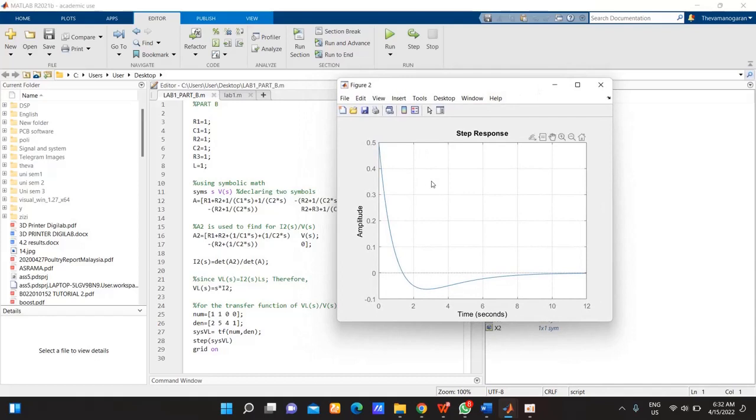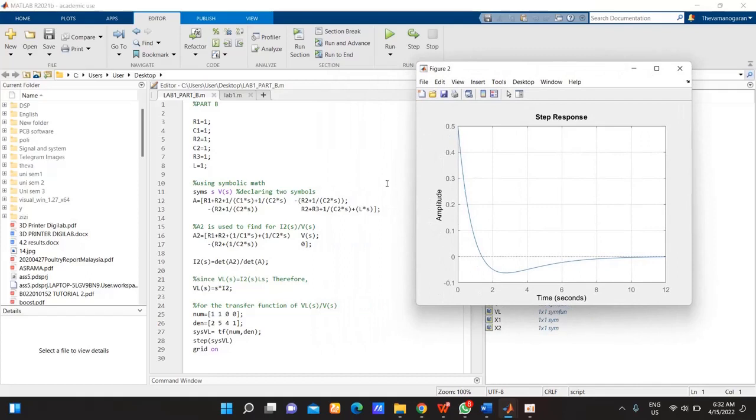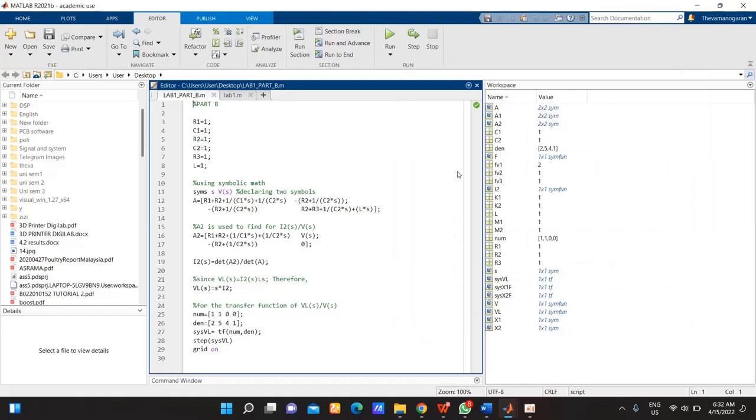This is the step response for this lab, where you can see the curve from 0.5 decaying like a damped response. So from here we can say that the code for both parts of the lab is correct and gets the expected values that we needed. Thank you.